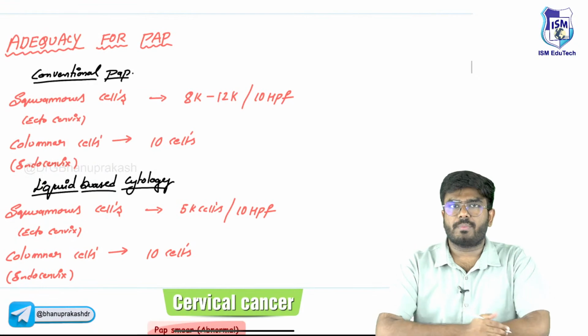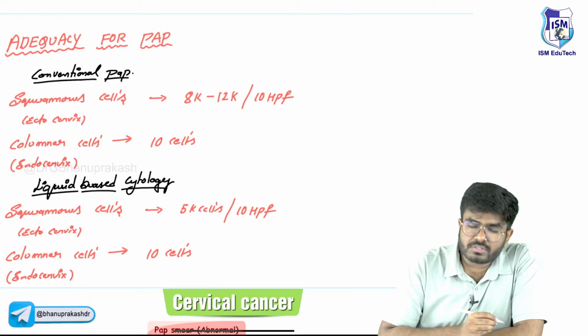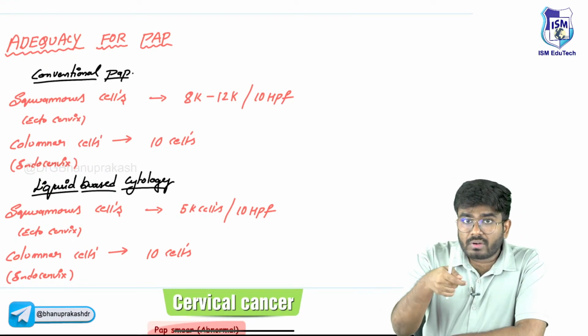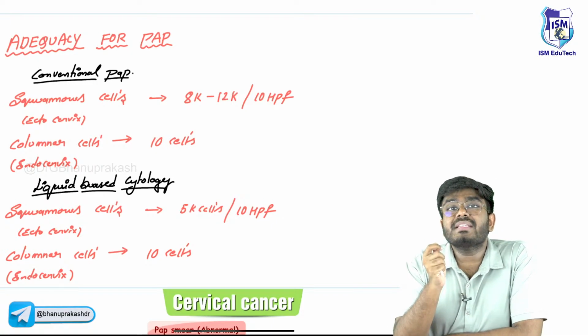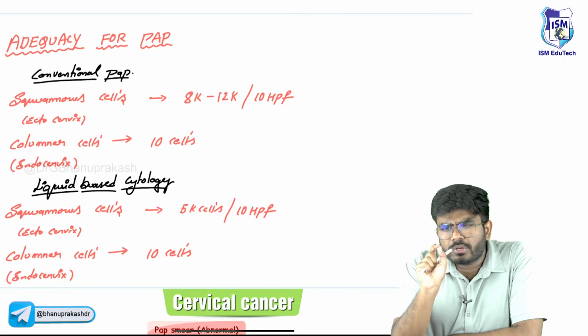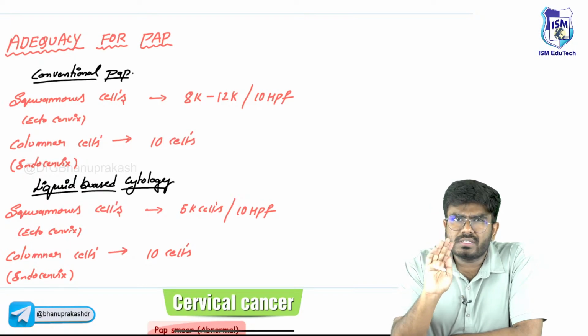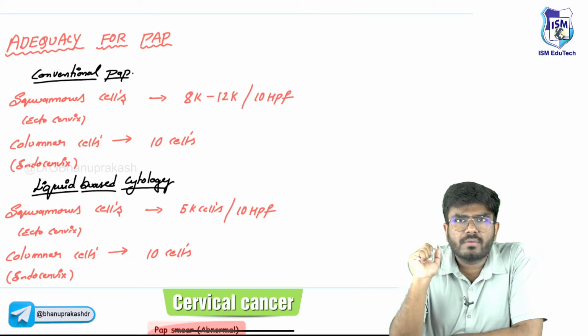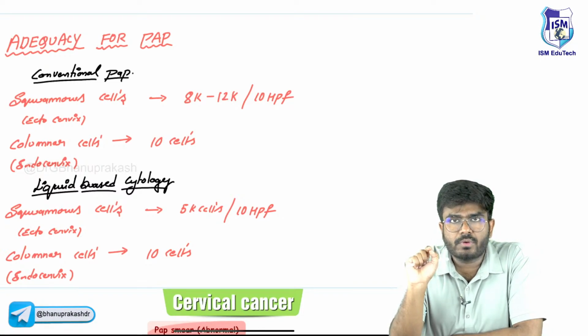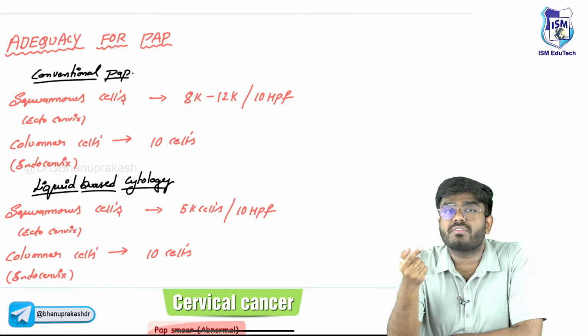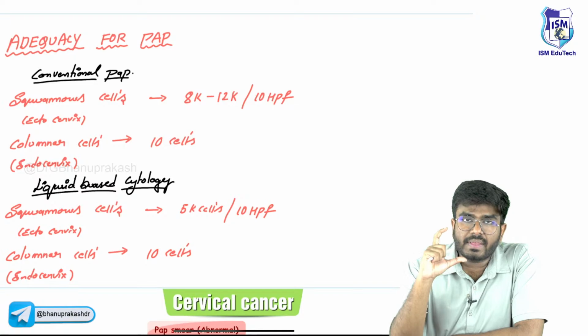Now what is the adequacy for the pap? The adequacy for the pap is also an important MCQ. Now you have done the pap and collected the cells. So what is the adequacy? The number, for example, you get only 10 cells. Do you think 10 cells will be enough? Or you get only the outside squamous cells, ectocervix cells, and you didn't get any endocervix cells. Will that be enough? See, there is a certain adequacy.